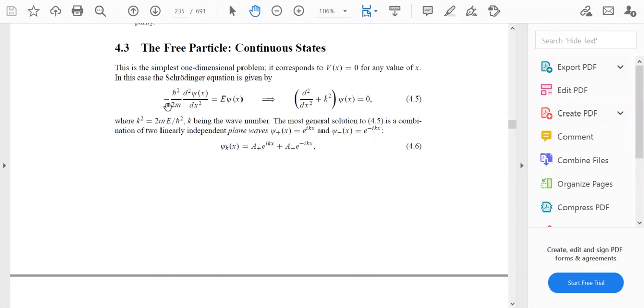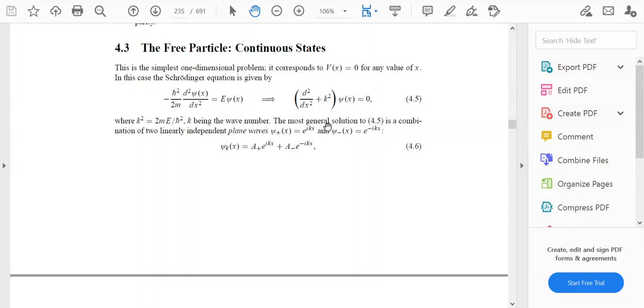equation as minus h cut square by 2m d square psi by dx square is equal to E into psi. So we can rewrite this equation by placing the expression from the right hand side to the left side, that is d square psi by dx square plus k square into psi is equal to 0. Here k square is equal to 2mE by h cut square, where k is the wave number.